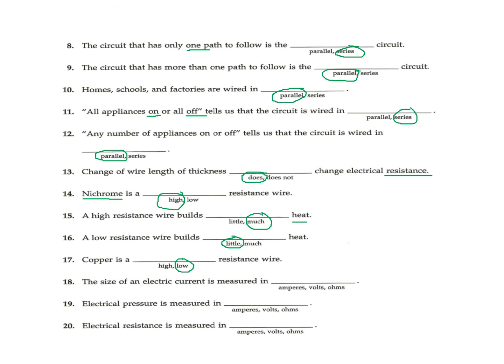You don't want that. The size of an electric current is measured in ampere. Electrical pressure is measured in volts. And electrical resistance, ohms. Again, this is your light bulb, this is your battery, and this is the electrons moving inside the wires.